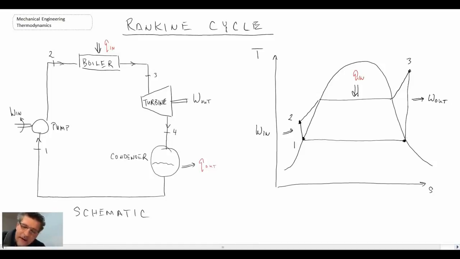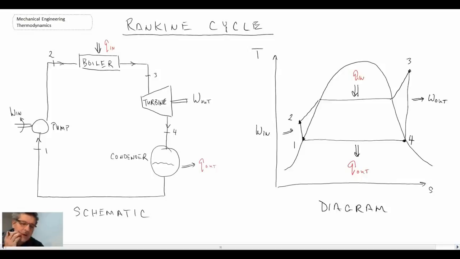And then finally, from state 4, returning to state 1, we go into the condenser. And in the condenser, what we do is we are rejecting thermal energy to the environment, as all heat engines need to do. So that is the process diagram for the Rankine.